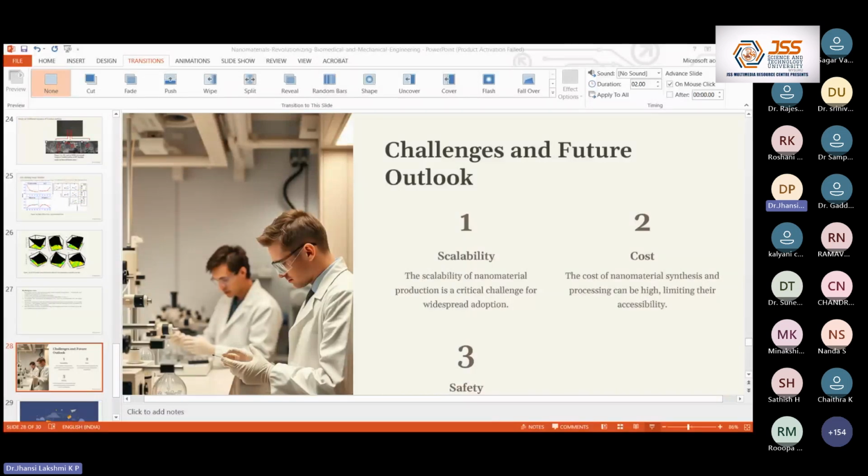Another one is the cost of nanomaterial synthesis and processing, which is very high, limiting their accessibility. And another one is safety concerns. As we have seen, when the size of the particle is decreased, the surface energy will be increased very much. That is one advantage that we can make use of, and it can also act as a disadvantage. That is the safety concern. These are all the challenges and the future outlook of these nanoparticles.